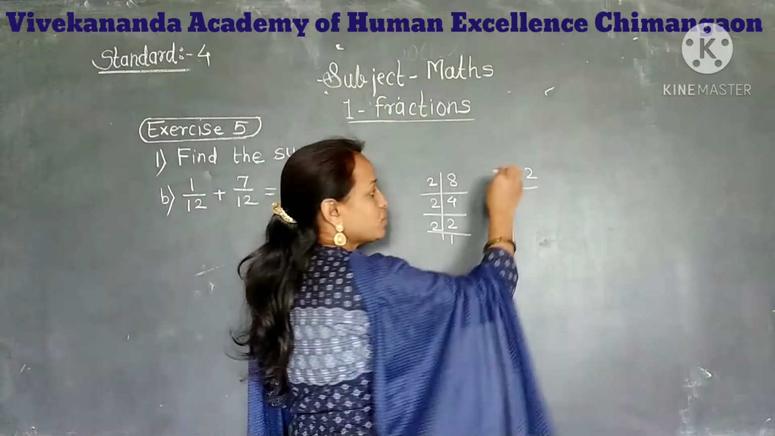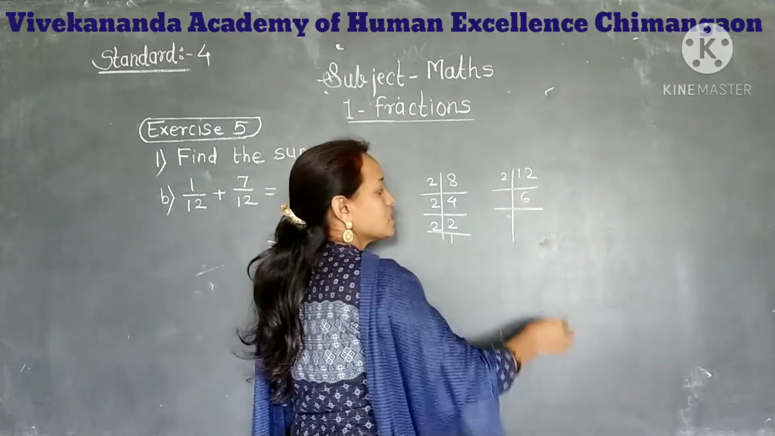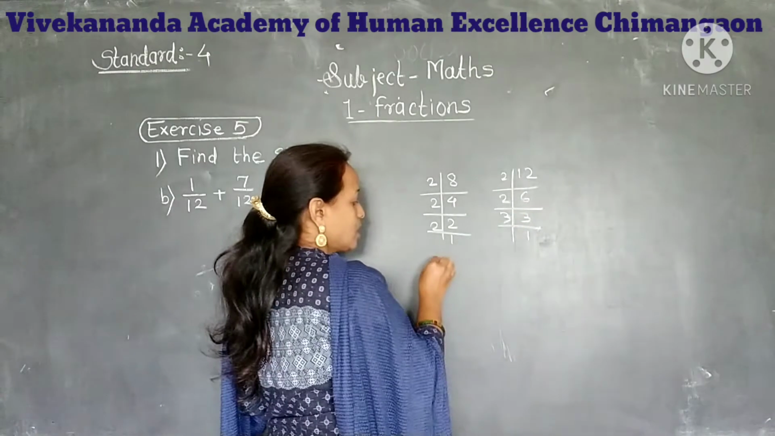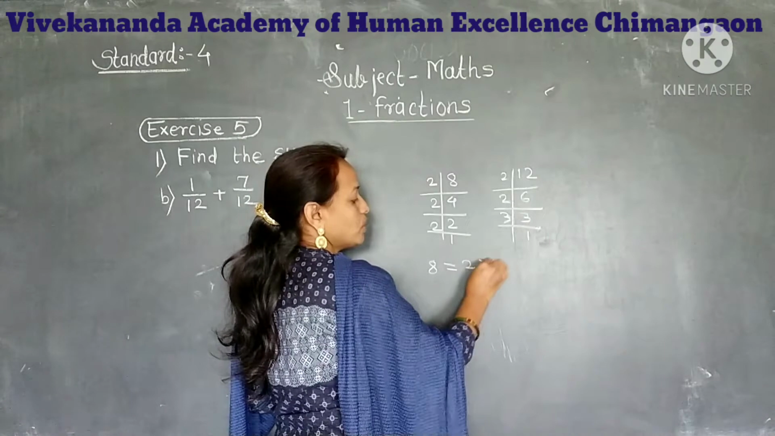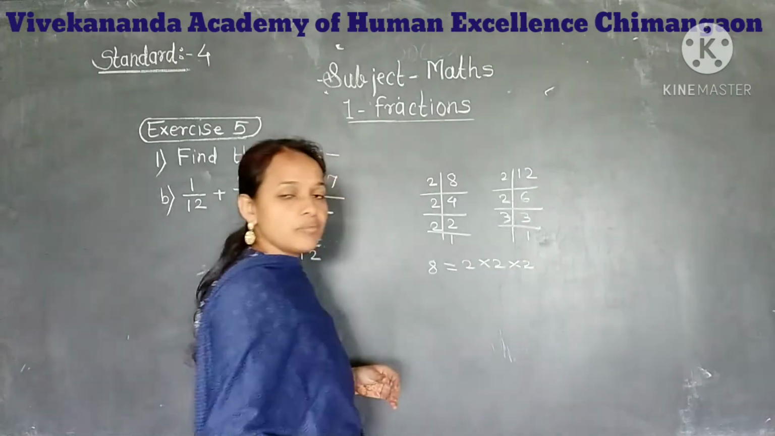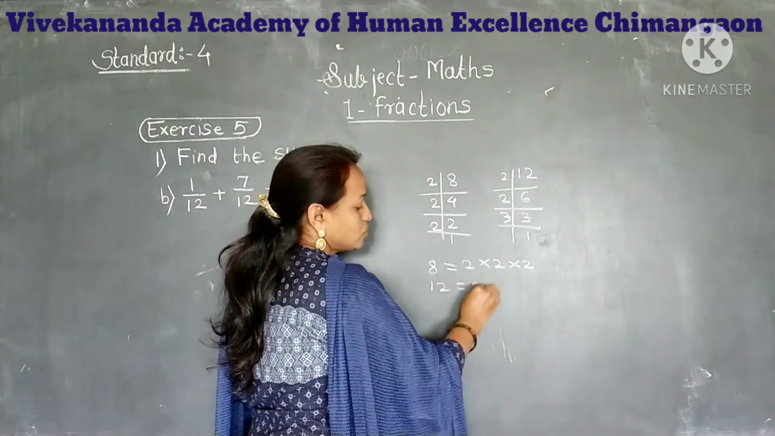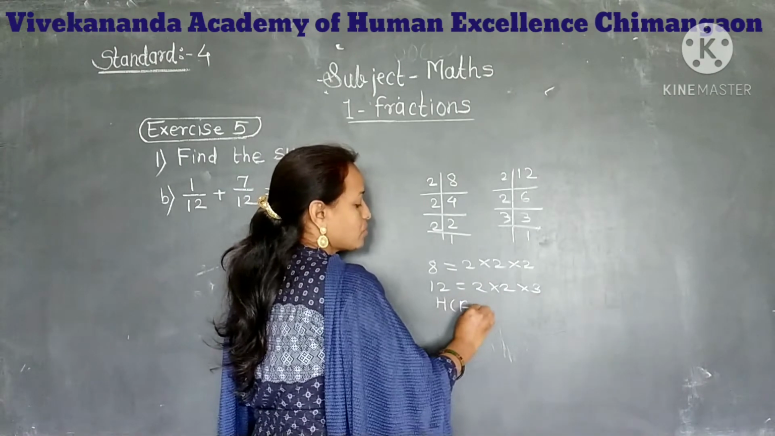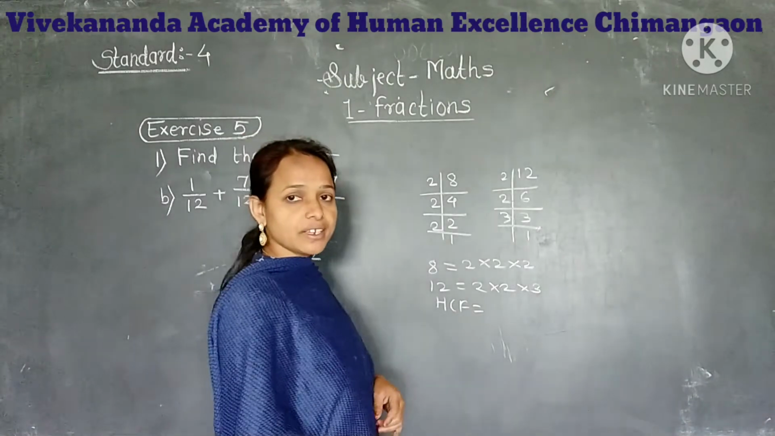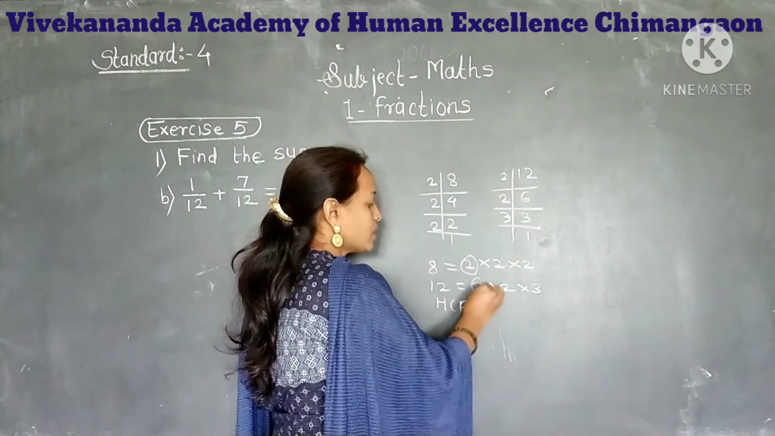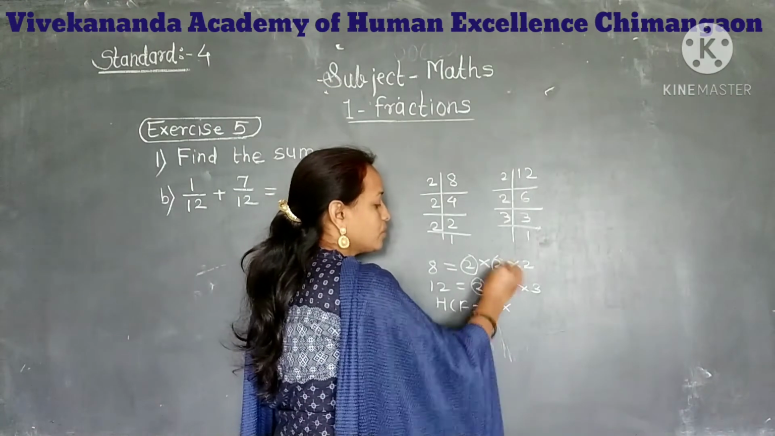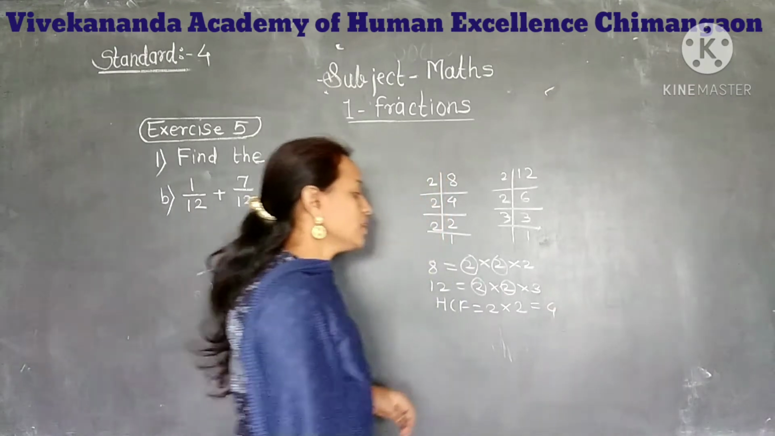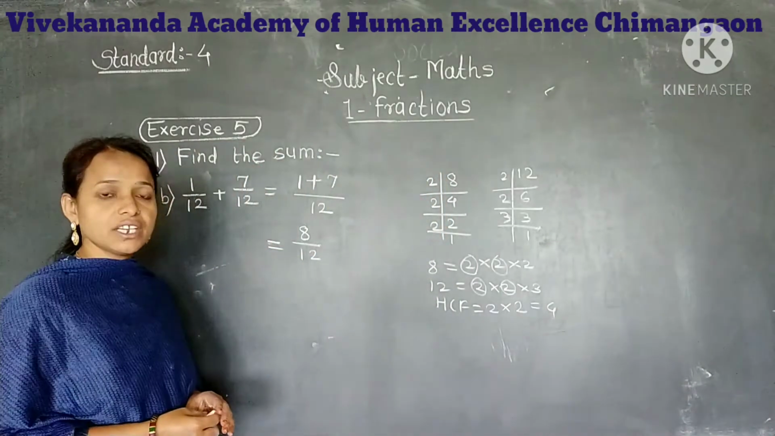Now we find the prime factorization of 12. 12 is divisible by 2, 2 sixes are 12. 6 is divisible by 2, 2 threes are 6 and 3 ones are 3. Prime factorization of 8 is 2 into 2 into 2, and of 12 is 2 into 2 into 3. So HCF: we have to find the common factors and multiply. The common factor is 2 into 2, and 2 twos are 4. So the HCF of 8 and 12 is 4.